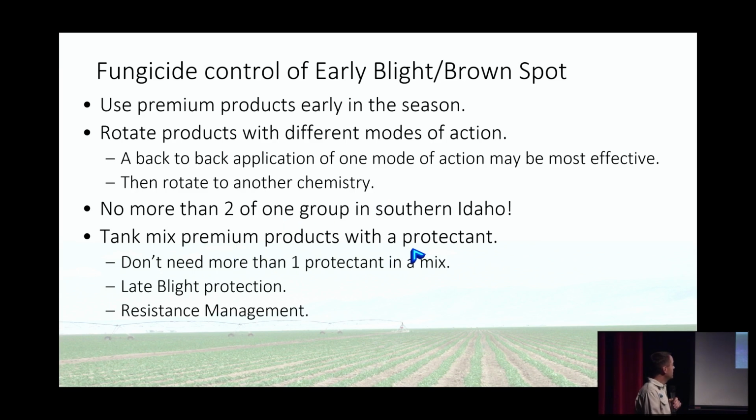When it comes to tank mixing the products, we had an instance where we were asked, well, what if I put EBDC and chlorothalonil together? That's really not necessary. Pick a protectant and go with it to add with your premium products. You don't need more than one. But another good thing about adding a protectant to the mix, it does give you some level of late blight protection if it does come in. And it's also good for resistance management.